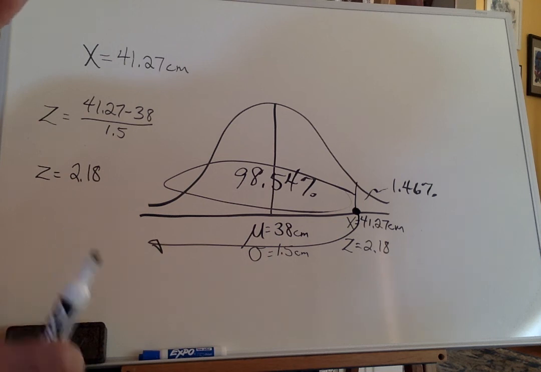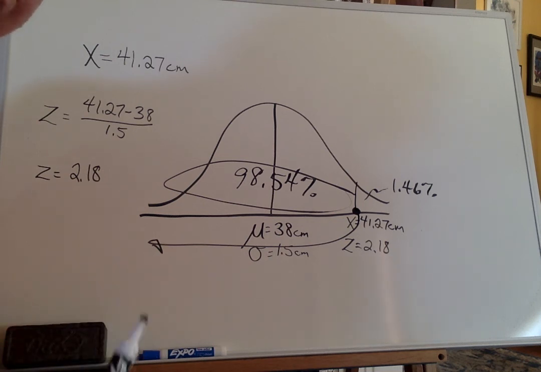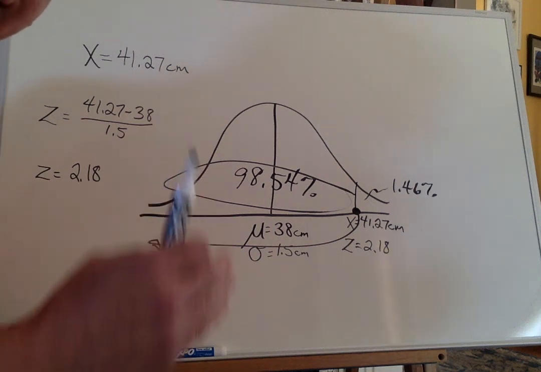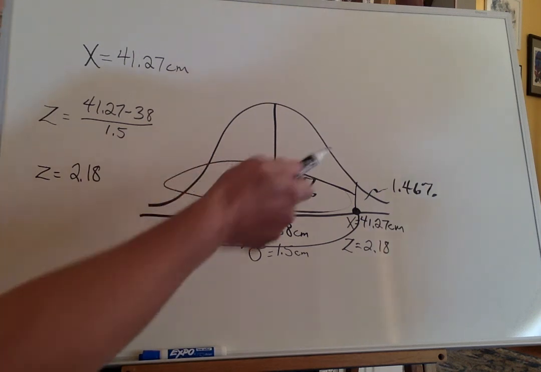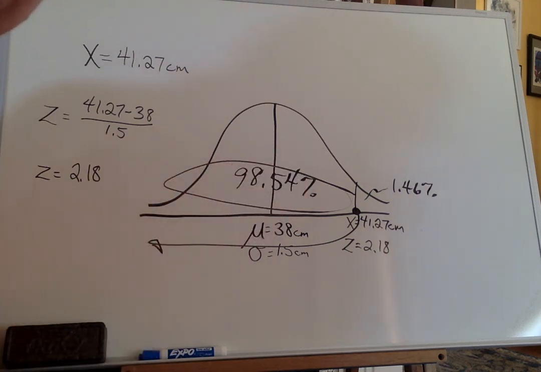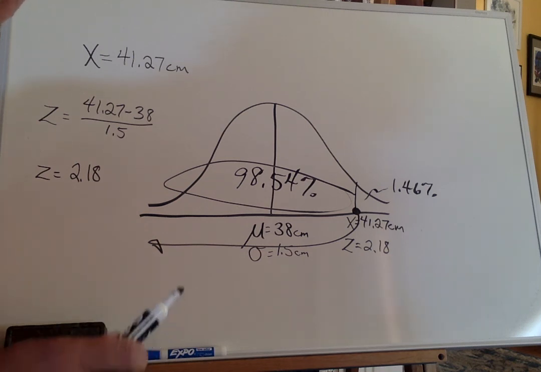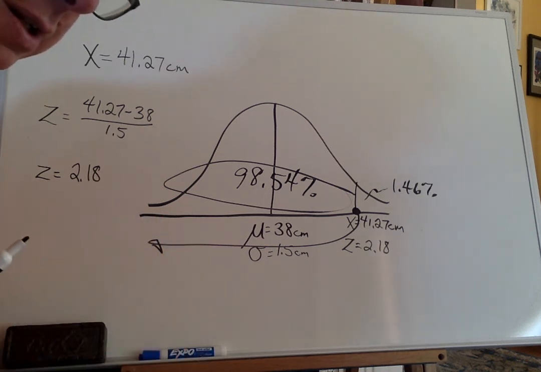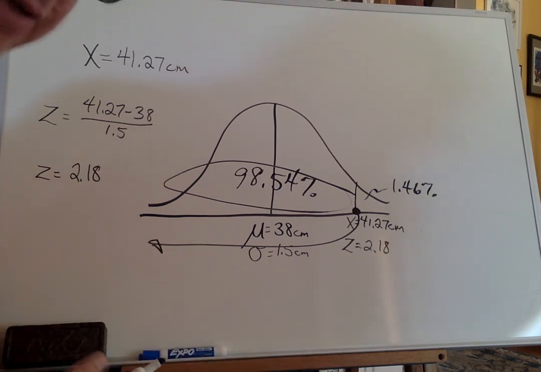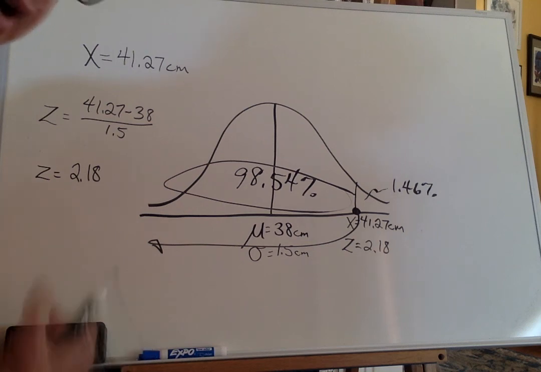98.54% of the population of 1.5-month-olds, 98.54% are at or below. So there's less than 1.5% of babies that have a larger head than what this baby has. This is no longer my opinion or my friend's opinion, because we both agree the kid has a large head, right? This is no longer our opinion.